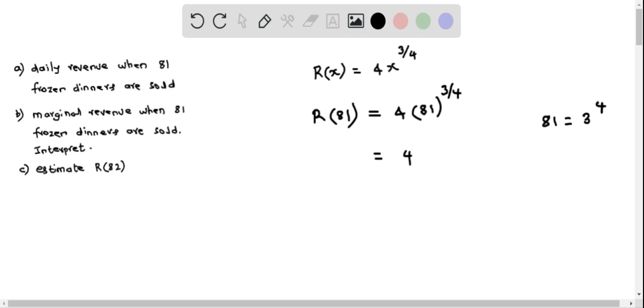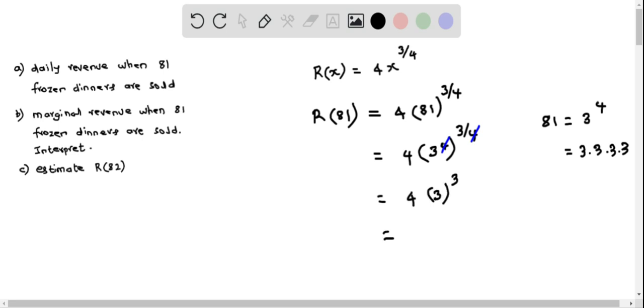So we can write this as 4 times, I'm going to write 81 as 3 raised to the power of 4, because when you multiply 3 with itself 4 times, we get 81. So 81 is written as 3 raised to the power of 4. Once again, this is raised to the power of 3/4. And according to the power rule, we can cancel this 4 with this 4. So finally, this gives 4 times 3 raised to the power of 3.